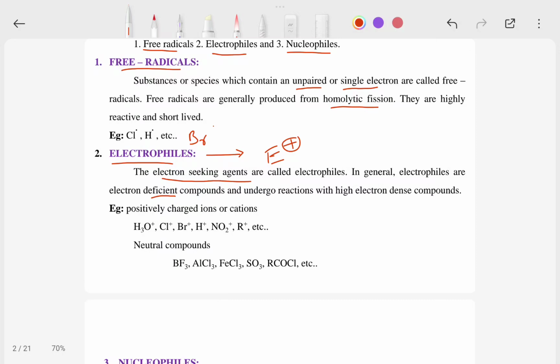For example, all positively charged ions or cations act as electrophiles. It's H3O plus, Cl plus, Br plus, H plus, NO plus, R plus. Some neutral compounds are also acting as electrophiles. For example, BF3, AlCl3, FeCl3, SO3, RCOCl. In these neutral compounds, they are having one empty orbital. This orbital abstracts the electrons.